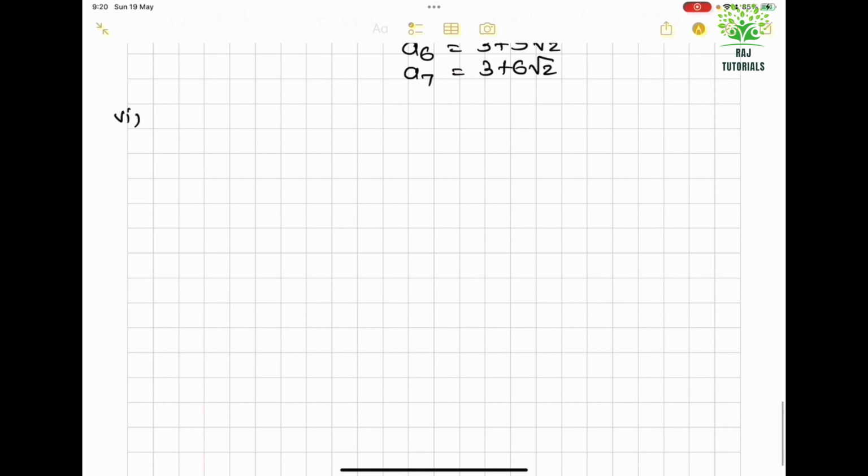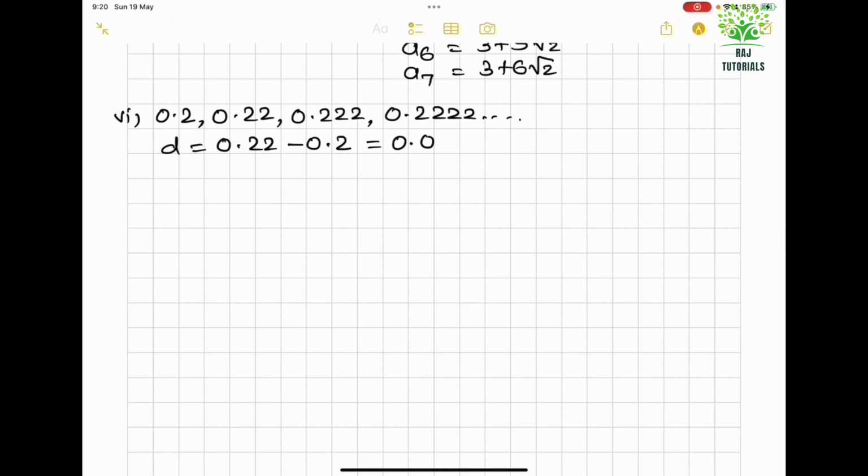Sixth one, 0.2, 0.22, 0.222, 0.2222. So D equal to 0.22 minus 0.2, that is 0.02. 0.222 minus 0.22, that is 0.002. Therefore it is not an AP. So I don't need to find next three terms.